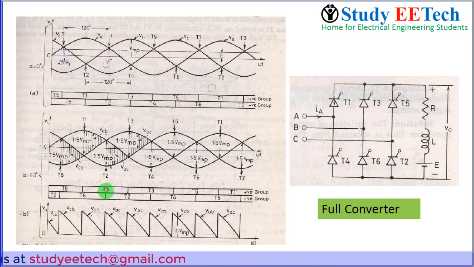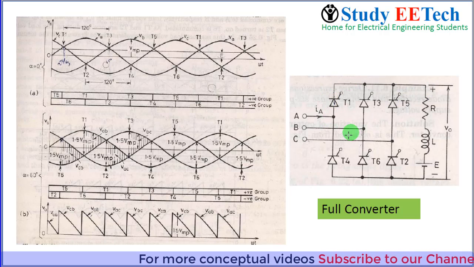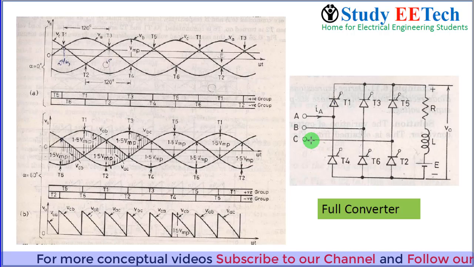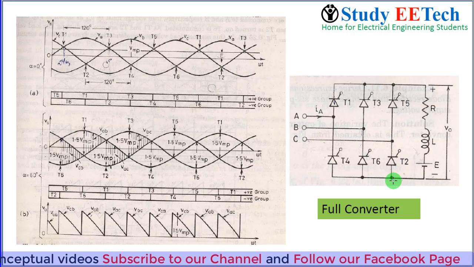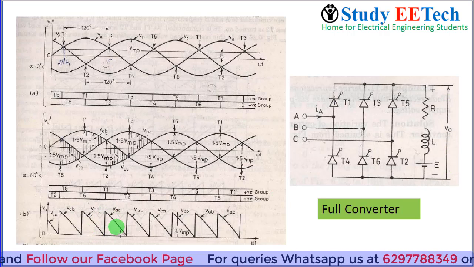Similarly, you can calculate T1 from the positive group and T6 from the lower group. So T1 means phase A voltage and T6 means B voltage. So we will get AB voltage here, right? So we get the AB voltage here. Similarly, you can just calculate if T1, T2 conduct, then what voltage will we get? T1 means the upper point is A and T2 means we get C voltage here. So we will get AC voltage here. So we get the AC voltage here.